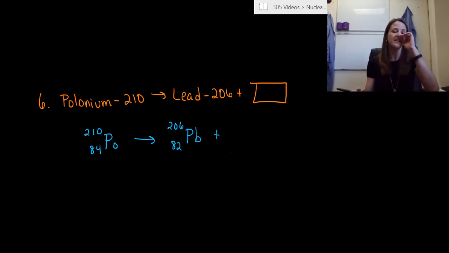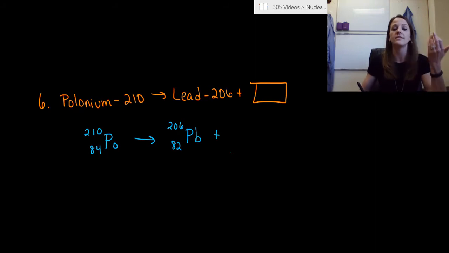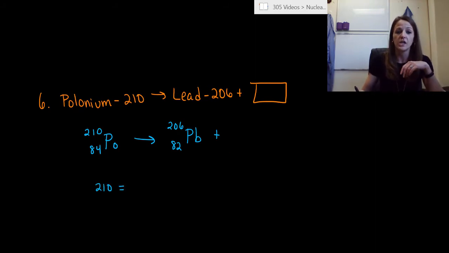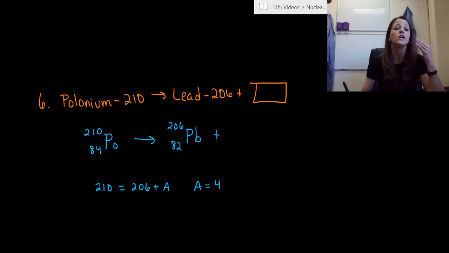Now we're ready to solve it. What we need to do is start with our mass number, our superscript. We're looking for A. So 210 is equal to 206 plus A. The only thing that A can be equal to is 4, right? 210 minus 206 definitely gives us 4. So we have a 4 right here for our mass number.